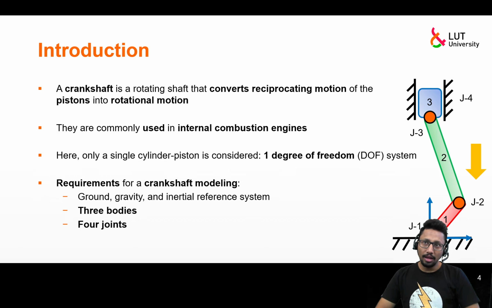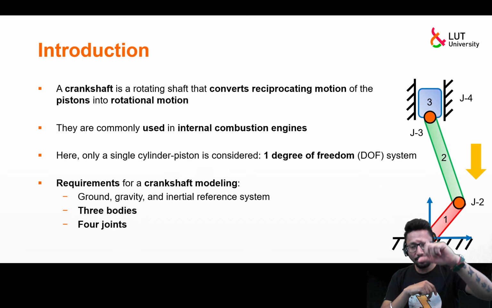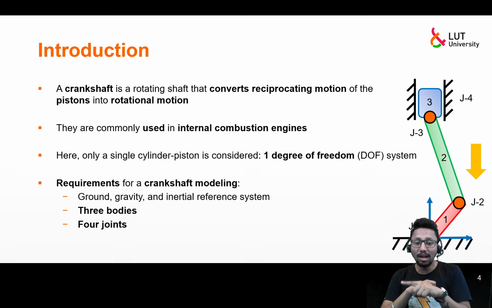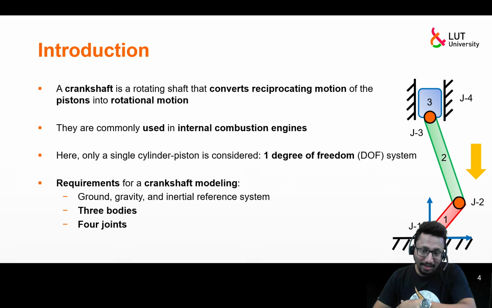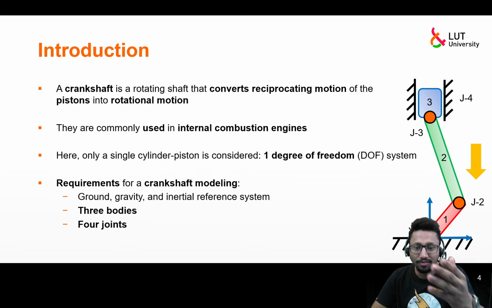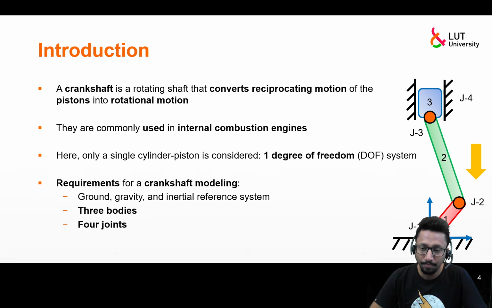And its degree of freedom is 1. Why? It's because if you visualize, if there is a reciprocating motion of the piston, then the crank will follow. And vice versa, if there's a rotation of the crankshaft, then the piston will follow. In either case, just one motion is enough in order to define the entire dynamics of the system, right? Just one motion is defining the motion of the rest of the system. So that's why the degree of freedom is 1.